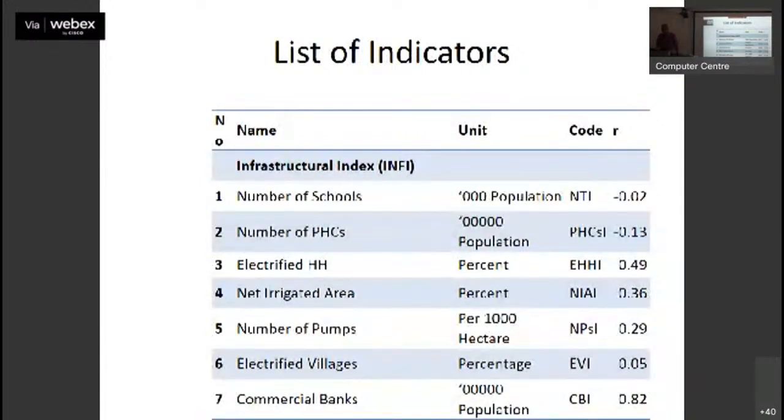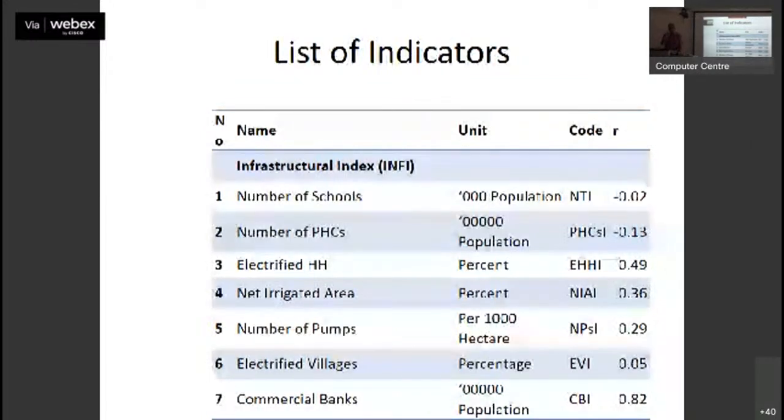Number of public health centers, this is also government policy and all is equally distributed. Electrified village, very strong correlation. Net irrigated area, very strong correlation. Number of pumps, still positive. Electrified village, again it is a policy variable and a percentage. Electrification is not the criterion of consumption of electricity. Whether it is available or not, that is important. And the commercial bank has a very strong correlation with the per capita income.